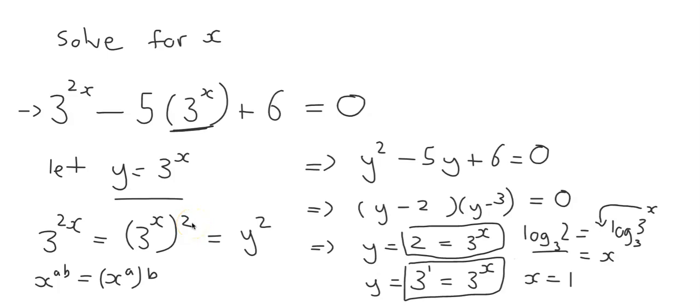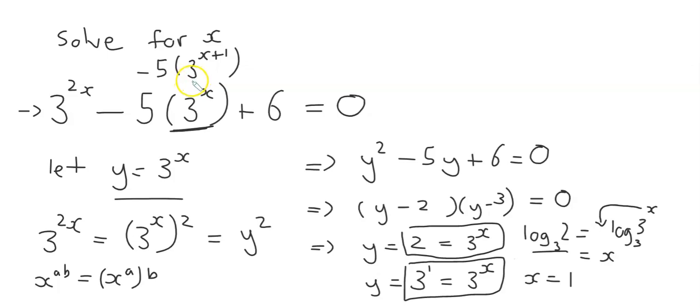There is one slight variation which I should mention. I have seen the odd question on occasion maybe rewriting this middle term, instead of 5 times 3 to the x, as 5 times 3 to the x plus 1 or something like that as your second term.